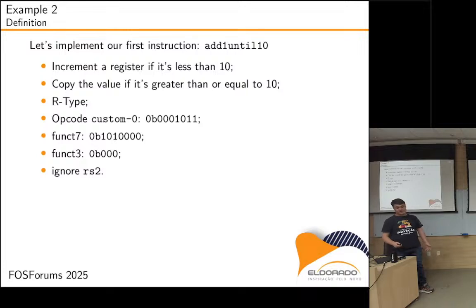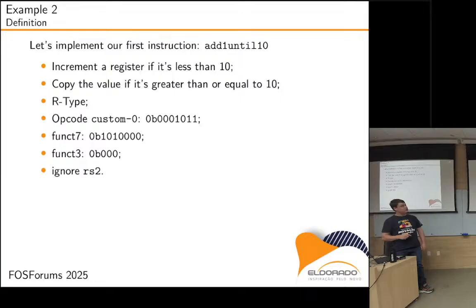So here's our first instruction. It's not something useful, it's just a silly instruction to show us an example. We will increment a general purpose register until it's 10. If it's 10, you'll just copy from the input register to the output register.